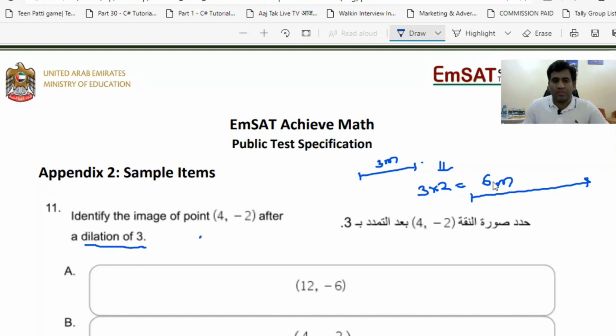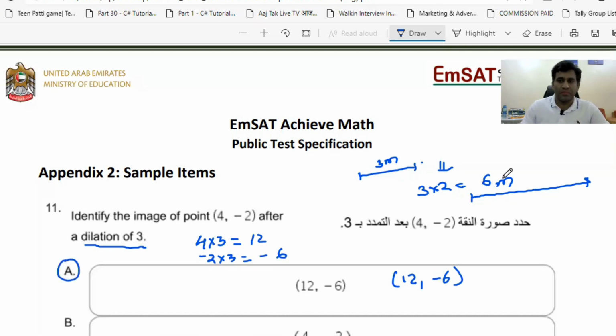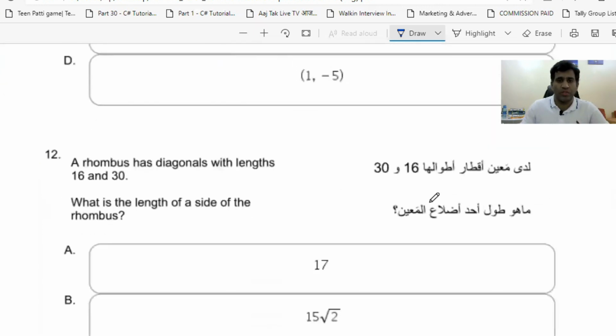So that's going to be 4 times 3, that's going to be 12, and negative 2 times 3, it's going to be negative 6. So 12 comma negative 6 will be the image of the point 4 comma negative 2 after a dilation by 3. So A is the right answer here. All right, let's move to the next question.